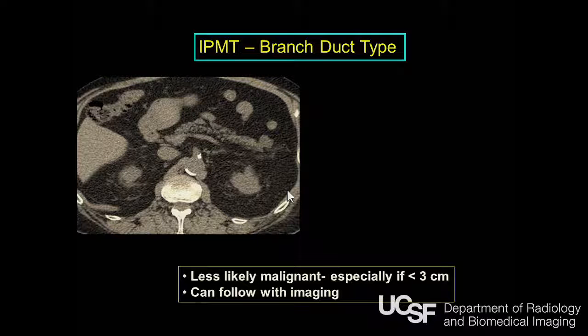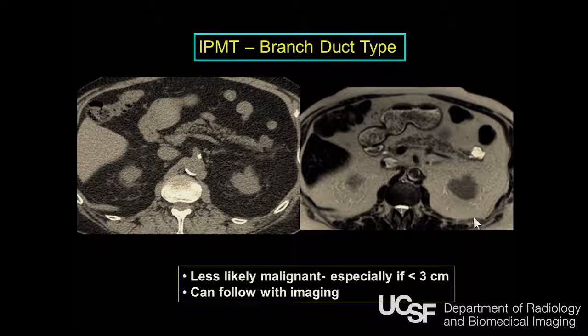What about this case? You look at this, it's very nondescript on non-con CT. However, on the T2 weighted MR, it beautifully demonstrates, doesn't it, the pancreatic duct and then the actual connection with this cystic mass. And this was the branch duct type of IPMT. When you see this association of the duct to the lesion, it's diagnostic of IPMT.